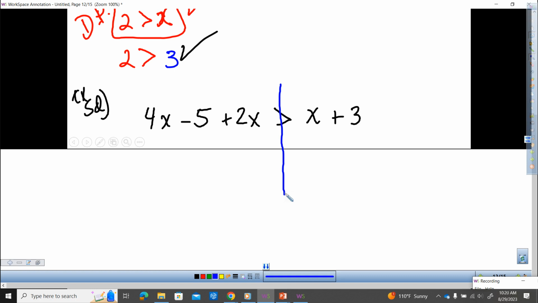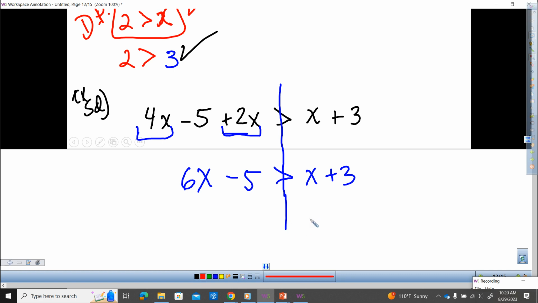All right, so let's go over the process again. Simplify, isolate, plot, check. First step, simplify. We need to simplify both sides. So let's start with this side. Can I do anything here? Yes, combine the 4 and the 2, so that gives us 6x. Bring down the -5, greater than x plus 3. Can we simplify any more? No. How about this side? No. Okay.